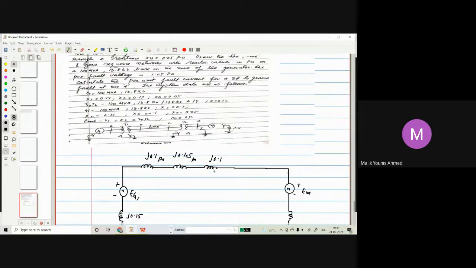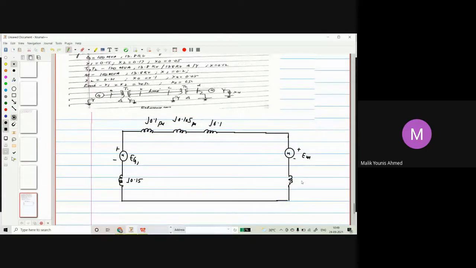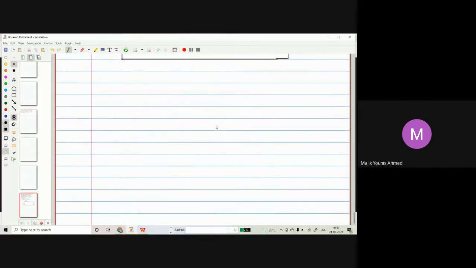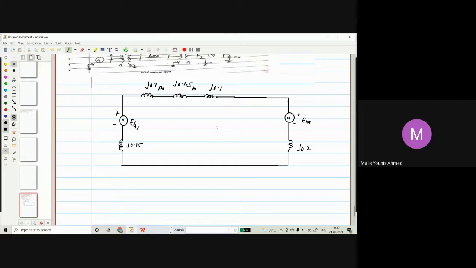And what is the motor? We have not written the motor. Motor is j0.2. And then you can see transformers T1 and T2 have the same X, 0.1 and 0.1. The transmission line X1 is 0.12. But that is on a different base. We will calculate it. I'm just drawing the diagram. In zero sequence, I will make clear what the values should be.